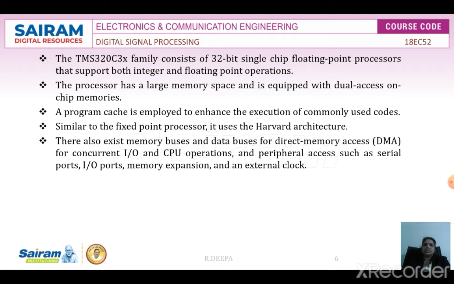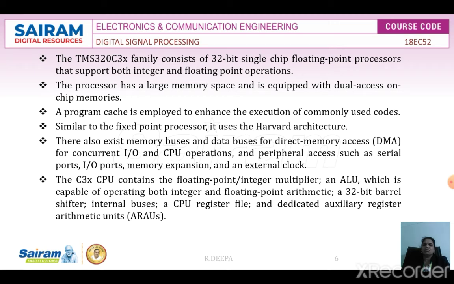There also exist some memory buses and data buses for data memory access, for concurrent I/O and CPU operations, and peripheral access such as serial ports, input output ports, memory expansion, and an external clock. If you observe the CPU, it has very high speed, with the help of the arithmetic and logic unit, which is capable of operating on both integer and floating point data. It also has a 32-bit barrel shifter, which is used to scale down or scale up the input and output data.